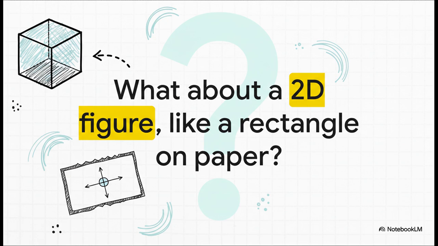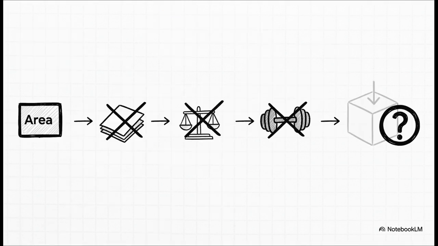But what happens when we shift gears? What if we're just looking at a simple rectangle drawn on a sheet of paper? Can we still talk about a center of gravity? Does that term even make sense anymore? And the answer, of course, is no, we can't.